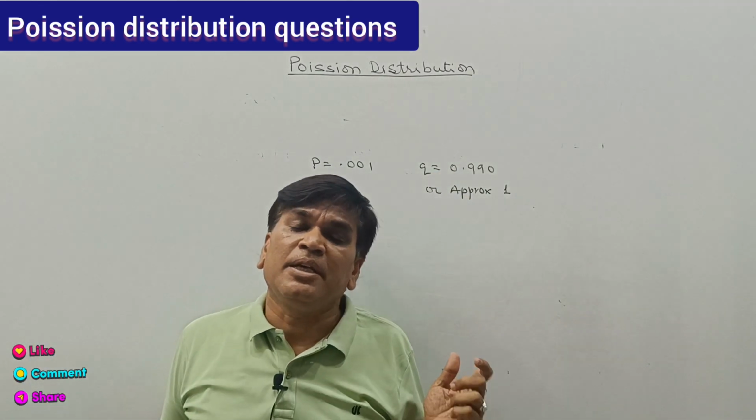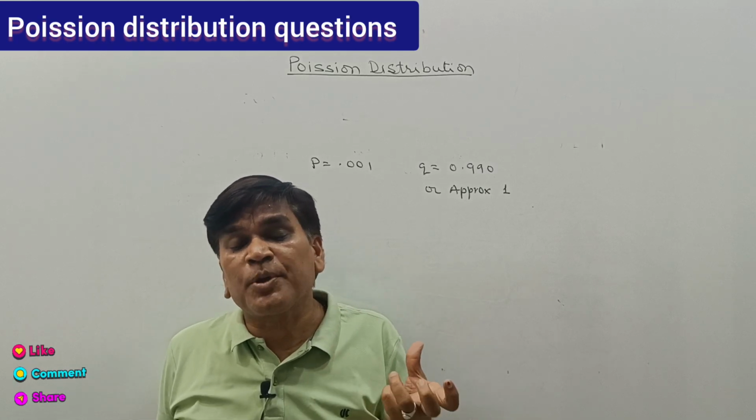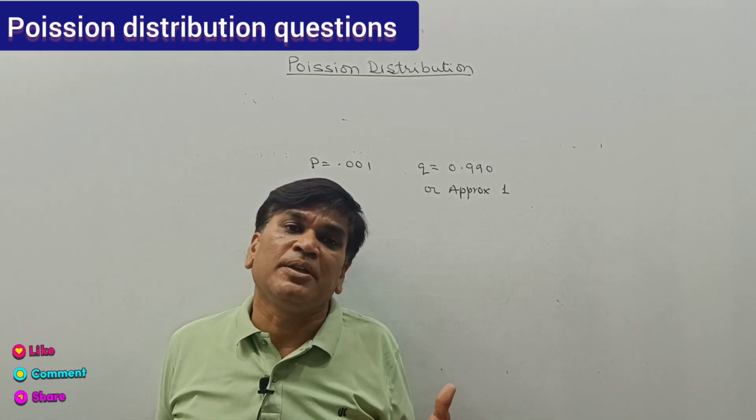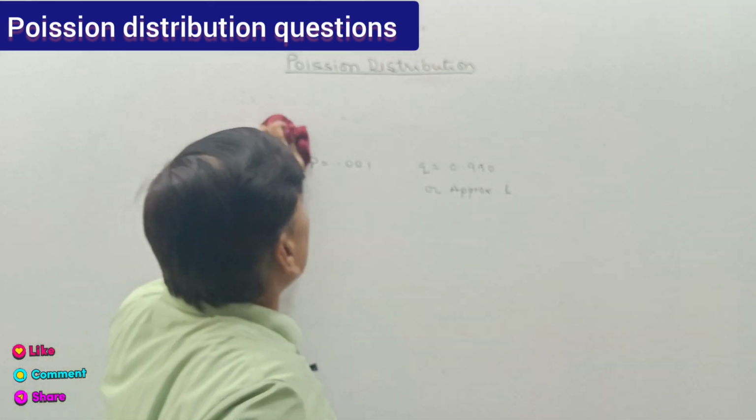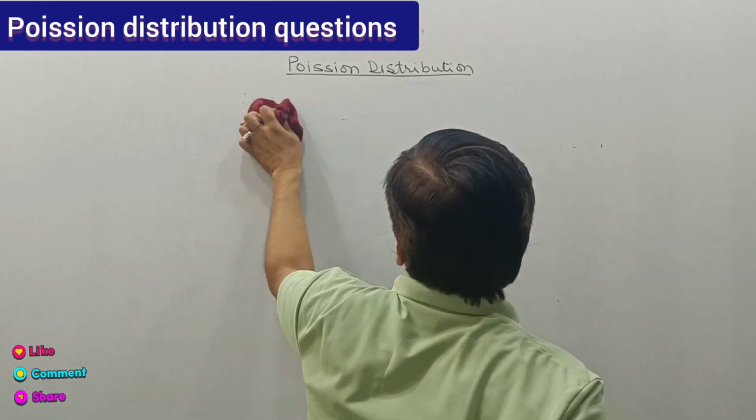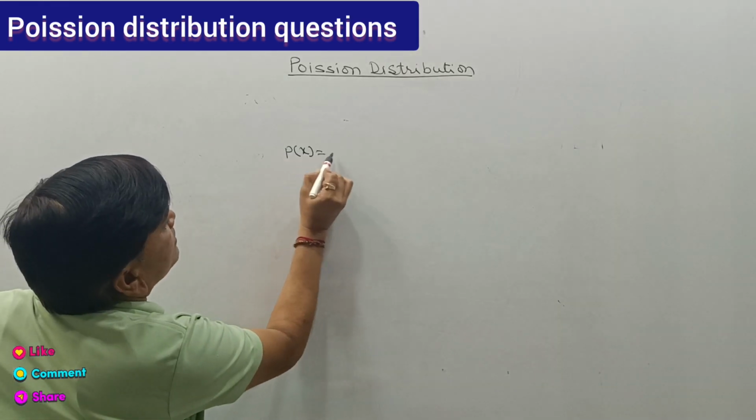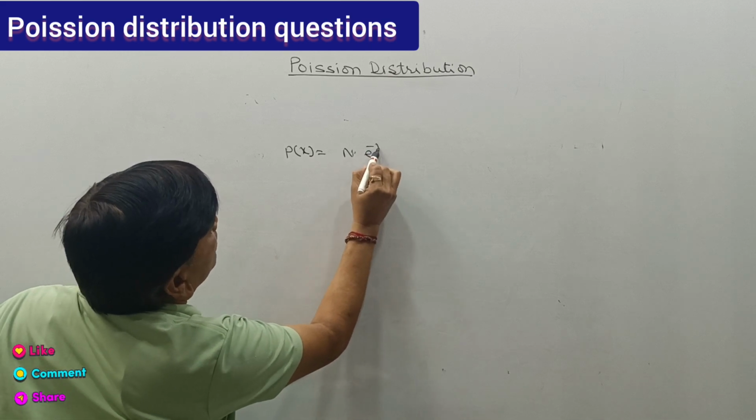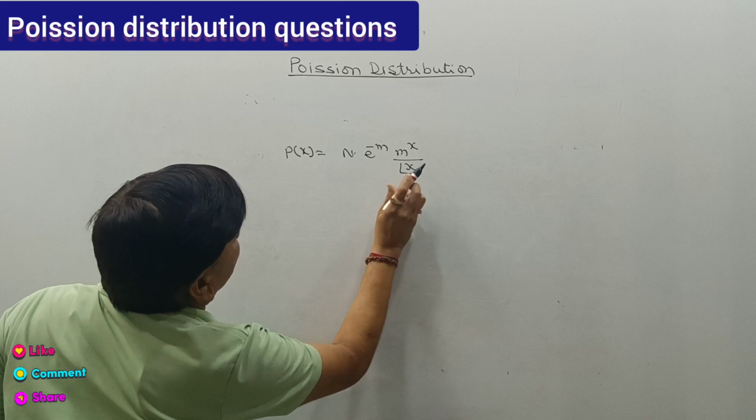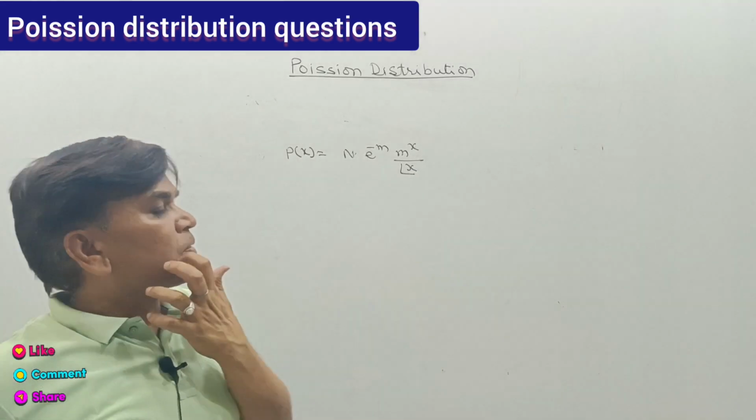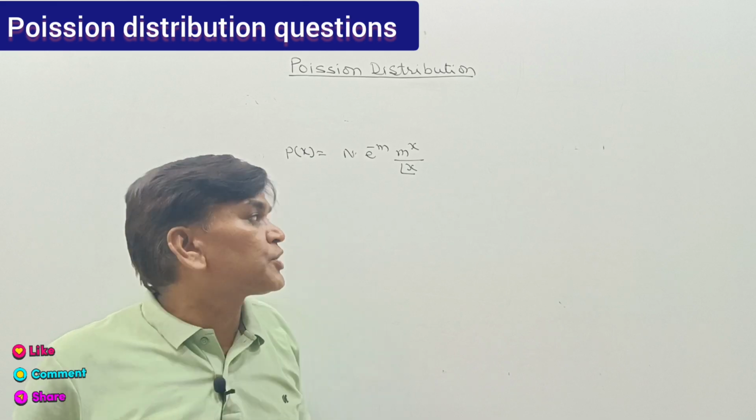Approximately, if the probability of not happening is approximately 1, then we will use the Poisson distribution. Later we discussed the formula for the Poisson distribution. Also we discussed that the formula for the Poisson distribution is e raised to power minus m, m raised to power x, divided by factorial x. We will use this formula for calculating the Poisson distribution.